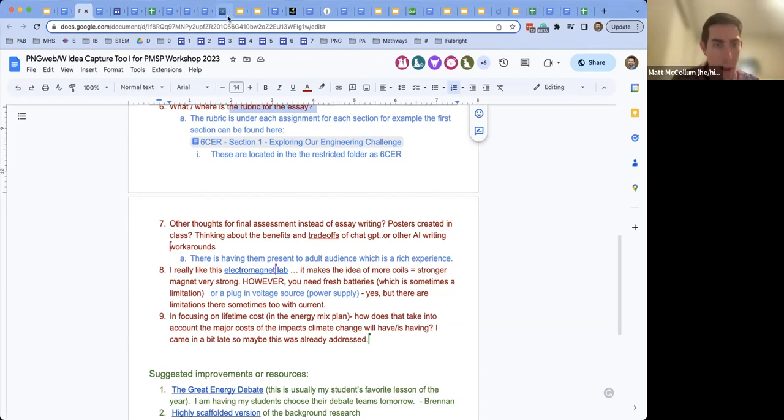Good. Let's see. Yeah, number 8. Yes, I was imagining with the power supply that the teacher might have a hand on the knob on that one. But yeah, good comment. Fresh batteries are hard.